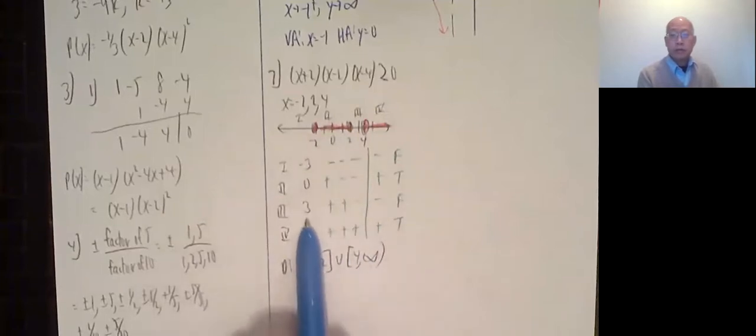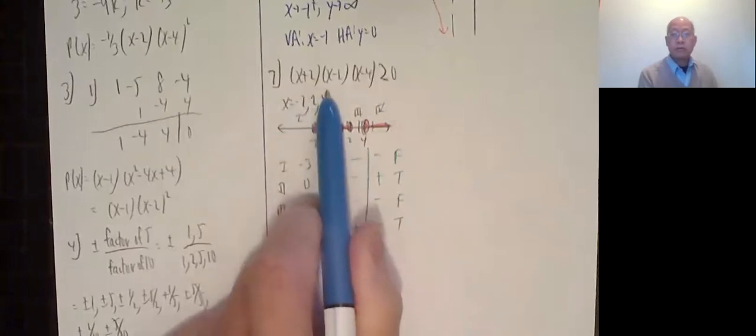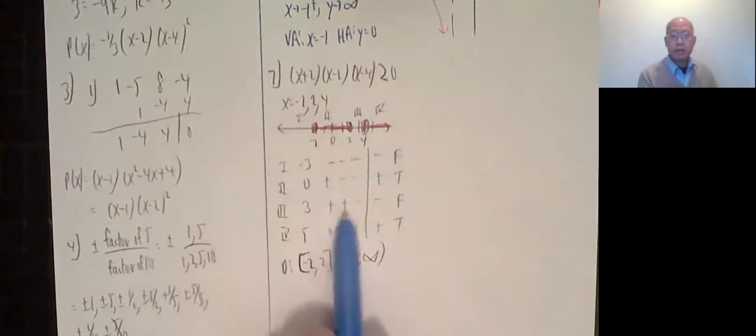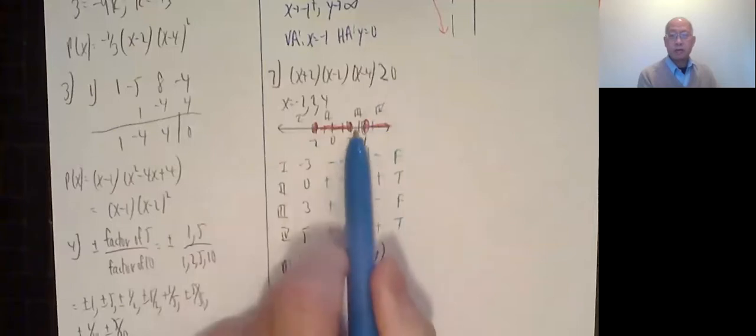Region 3, the number 3. 3 plus 2, positive. 3 minus 2, positive. 3 minus 4 is negative. So positive times a negative is negative. Is a negative greater than or equal to 0? No, it's false. Do not shade in region 3.